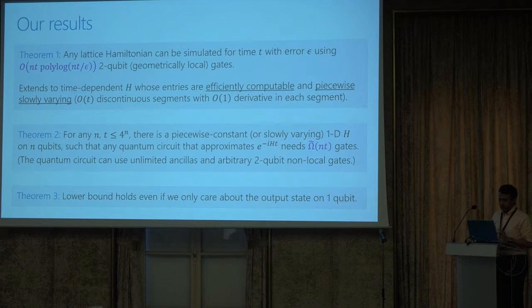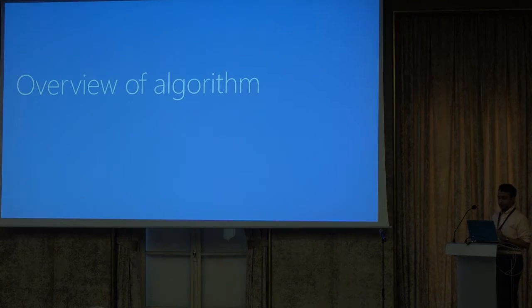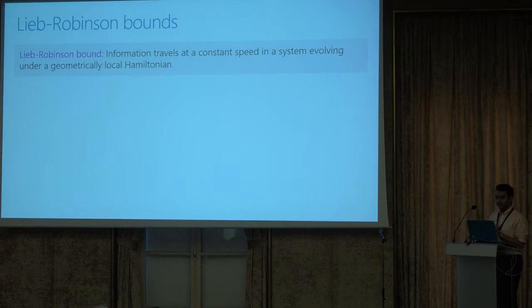In the last couple of minutes, let me give you just an idea of one technique that we use in our algorithm. This might be a little technical. Hopefully, you'll get something from this. The main technical component in our algorithm is something called a Lieb-Robinson bound. This is a technique from mathematical physics, and it's a theorem that says that in a system that evolves under a geometrically local Hamiltonian, information can only travel at a constant speed.